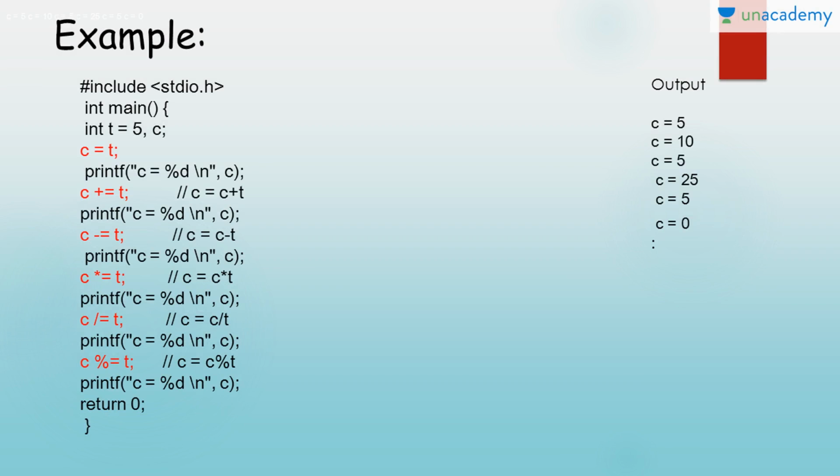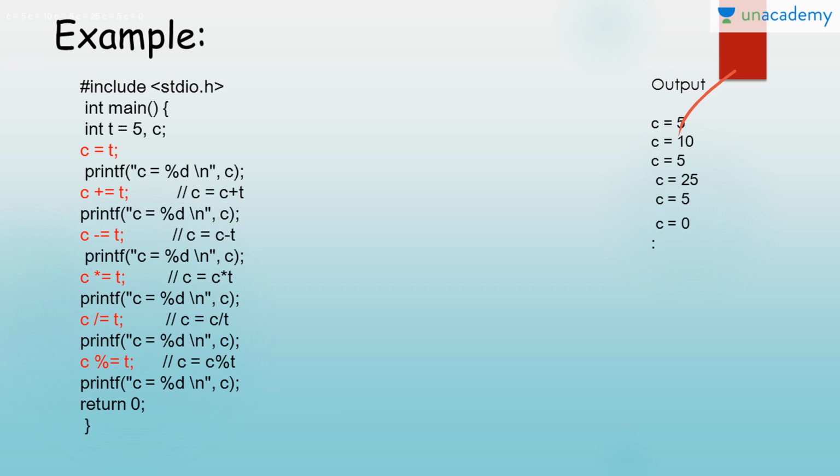So we will see now with the help of an example. Here T is declared as 5. So now we will start with the operations. C is equal to T. This means that the value of T is assigned to C. So value of T was 5. Now it is assigned to C. So the value of C is 5. So print it. C is equal to 5.